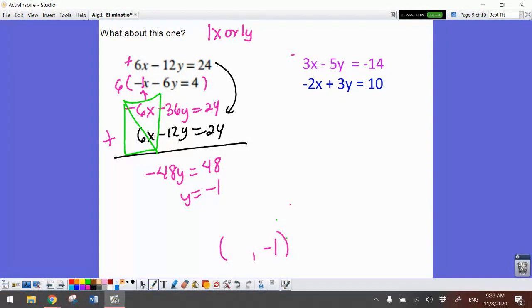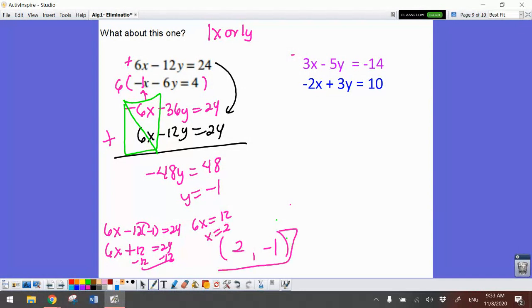Okay, and I'm going to go ahead and use equation number 1, because that's the one that I have not messed with, to solve for x. So 6x, -12 and -1 is positive 12. Subtract my 12. I come up with 6x equals 12, so I know x equals 2. So there is my solution for that problem.